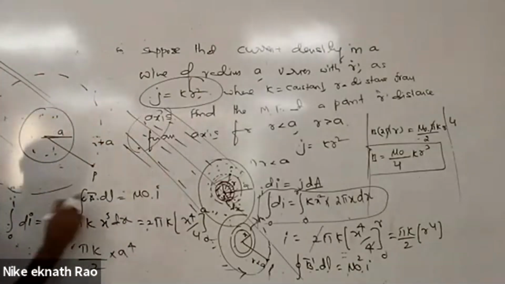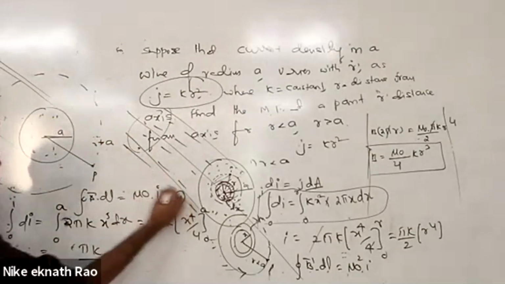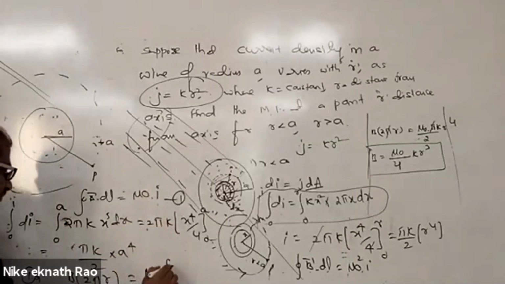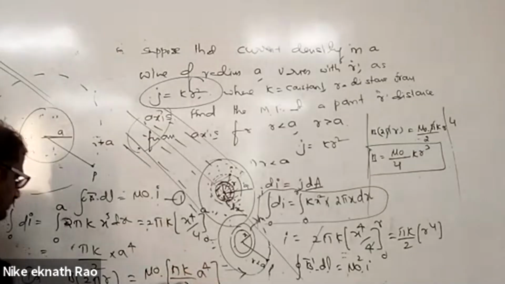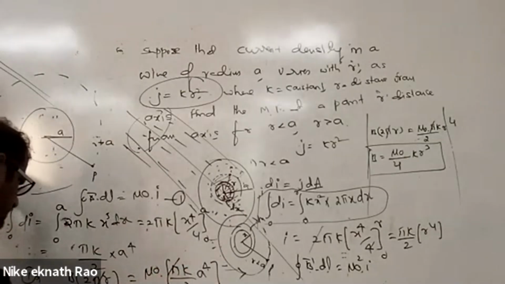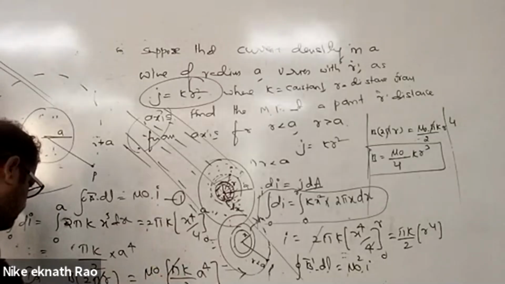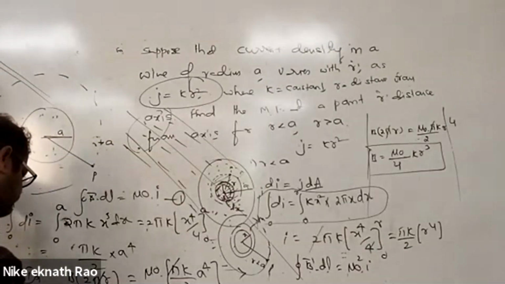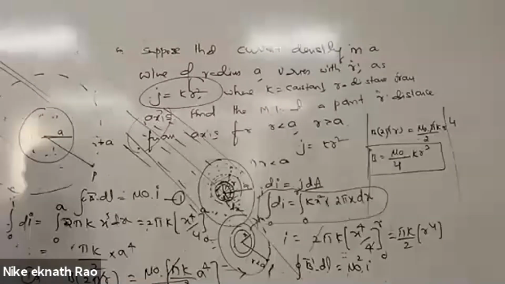Right? So therefore now apply Ampere's law. So what is it now? Field at any outside point: B into 2 pi R is equal to mu naught into total current value, how much? Pi K by 2 a power 4. Therefore, B is equal to, pi gets cancelled, mu naught K a power 4 divided by 4 R.